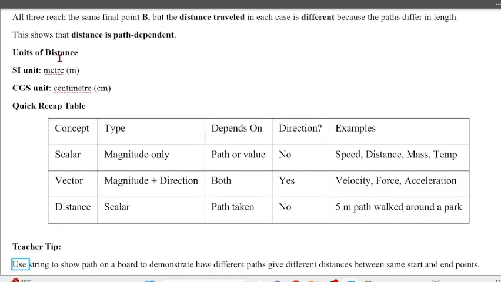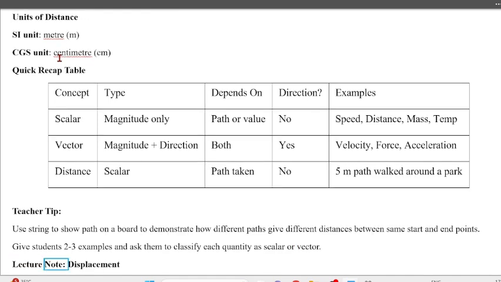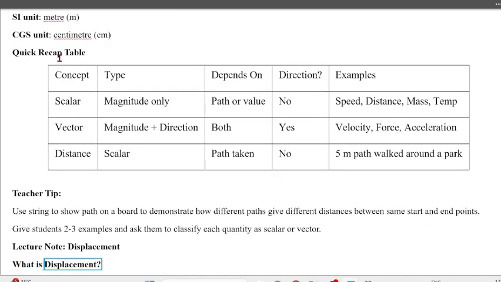Teacher tip: use string to show path on a board to demonstrate how different paths give different distances between same start and end points. Give students 2 to 3 examples and ask them to classify each quantity as scalar or vector. Lecture note: displacement. What is displacement?